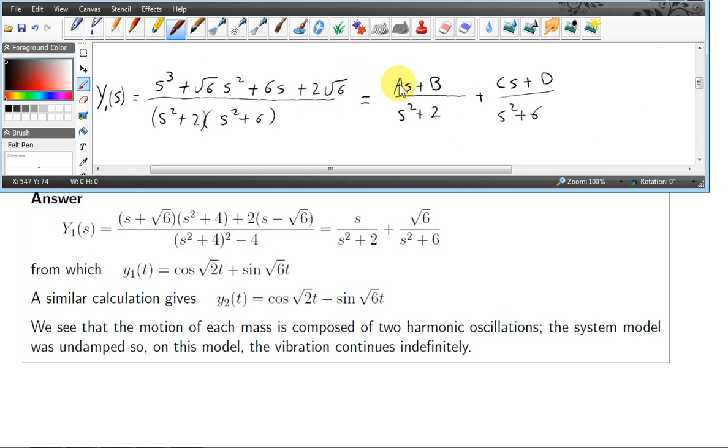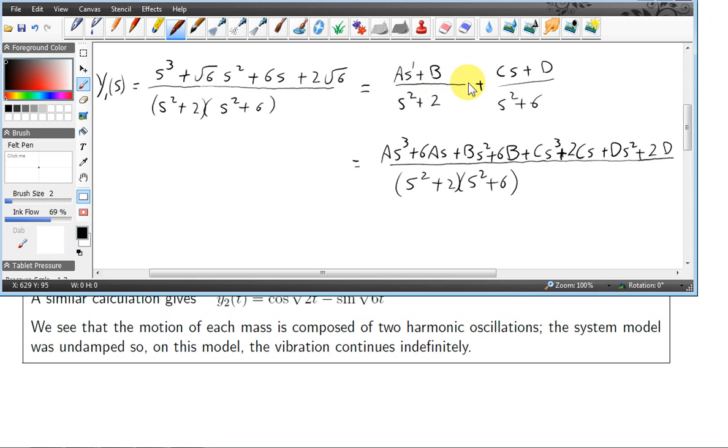So we get the partial fractions. We have to have a linear expression in s on top for both of these because the denominators are quadratics. So adding these two fractions together, we get this. We just multiply as plus b by s squared plus 6, and cs plus d by s squared plus 2. And the numerators must equal, of course. So let's look at the s cubed terms. We see a plus c must equal 1.